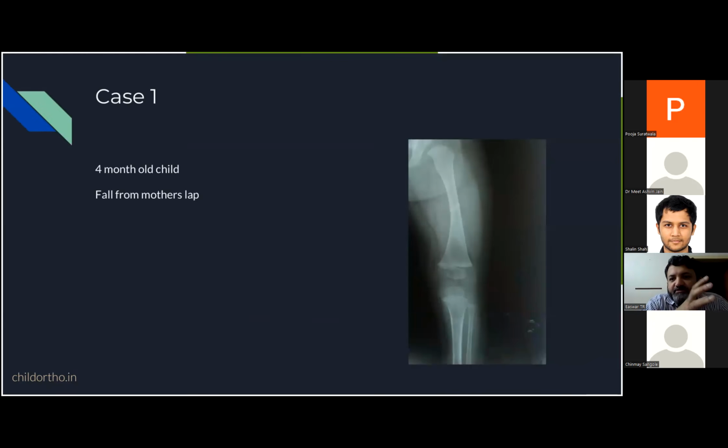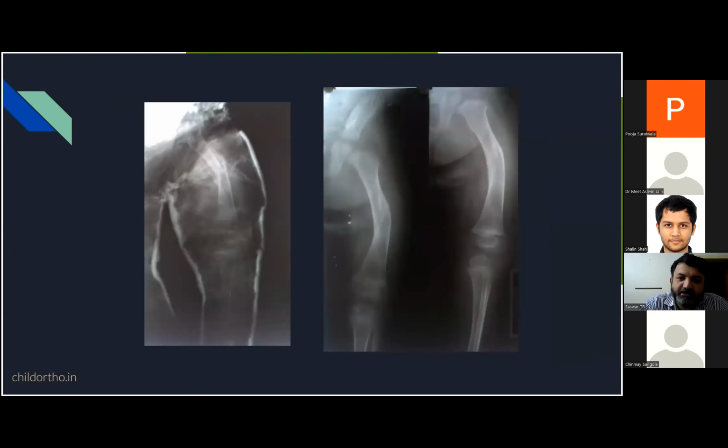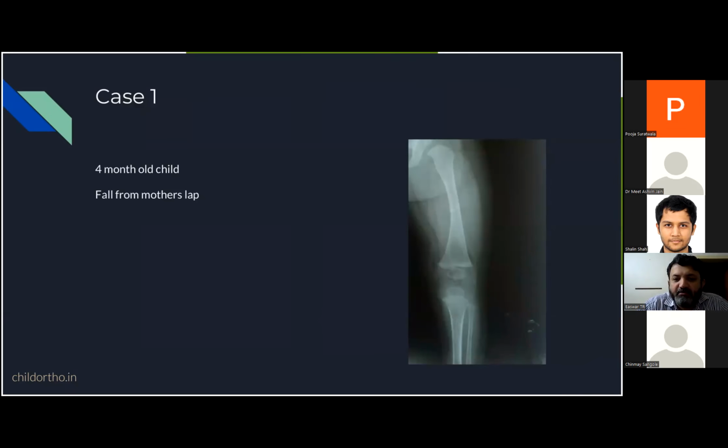So this is a child, just about a 4-month-old child, and you can see a fracture. The child fell from mother's lap. This was initially treated by my colleague, and this is just to point out the pitfall of treatment. I mean, most of us would opt for a hip spica here.